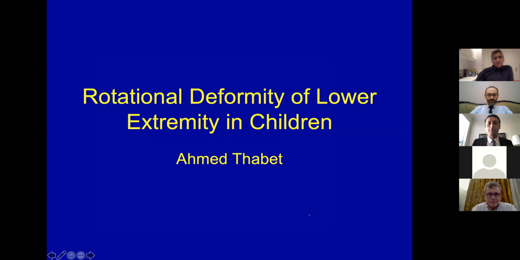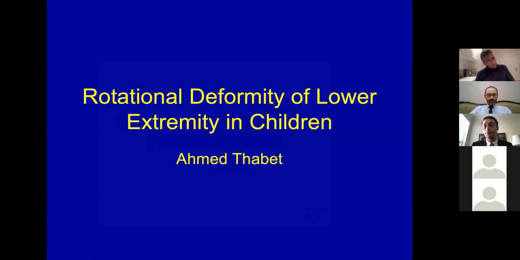Okay. So we are talking right now about, I think the previous lecture is a very good introduction for the angular deformities in children. Most of the time there is a combination of angular and rotational deformities. Now we are trying to focus on predominantly rotational deformities of the lower extremities in children.